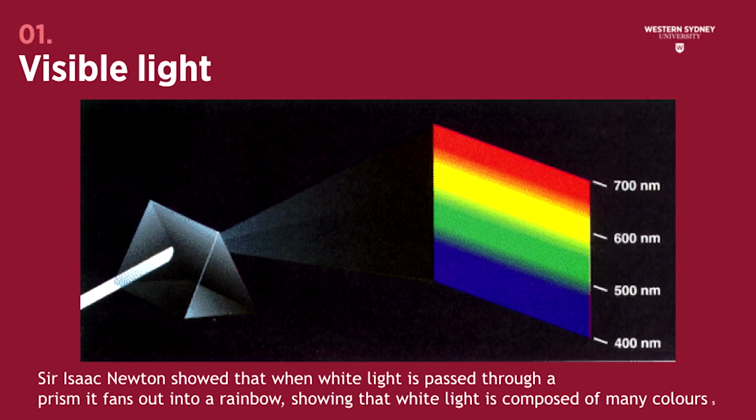That white light is composed of multiple wavelengths, which we experience as colours, was first demonstrated by Sir Isaac Newton, who showed that when white light is passed through a prism, it fans out into a rainbow, showing its constituent wavelengths or colours.